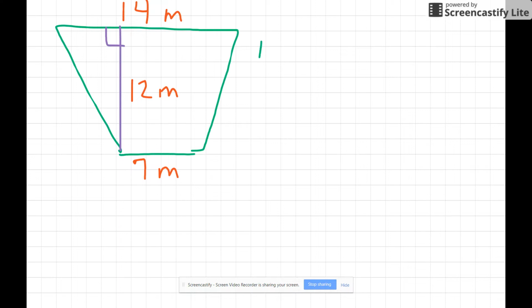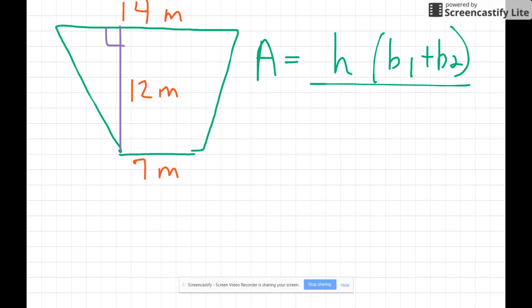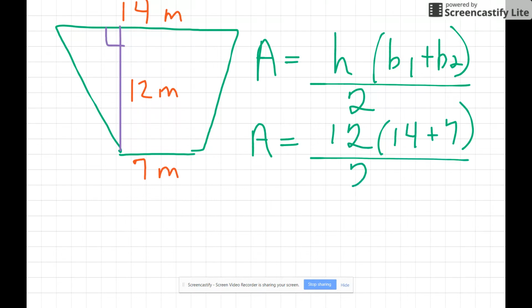Our last example requires us to once again sing the song. The area of a trapezoid is easiest to do. It's the sum of the bases times the height divided by 2. So the area is 14 plus 7 times 12 divided by 2.